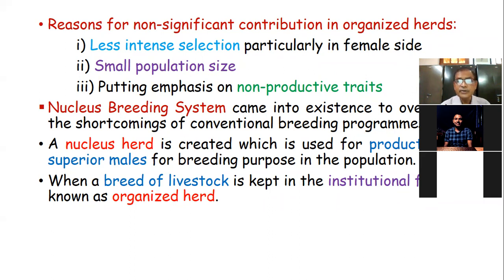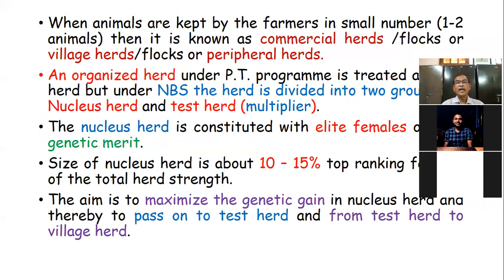When a breed of livestock is kept in the institutional farm, it is known as an organized farm or organized herd. When animals of a particular breed are kept by the farmers, then we call it the commercial herd. It has different names. Sometimes we call it a commercial herd or commercial flock. Sometimes we say village herd or village flock, or sometimes we call it a peripheral herd. Why we call it a peripheral herd, I will explain later on. Now you know that the animals maintained by the farmers, the 1, 2, 3 animals, are a very few number, so they will be called the commercial herd or the village herd.